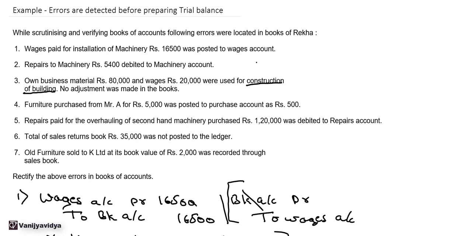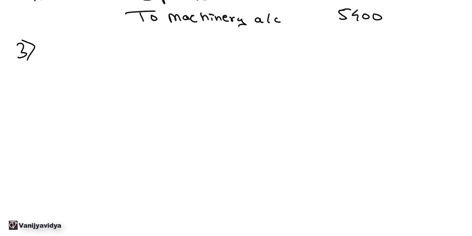Now let's see the entry for this. Now what has happened is there were some materials, business materials, which were used for the construction of building, and there were some wages which were used for the construction of building. So we have to take it out from your purchases and wages, and we have to add it to the fixed asset.